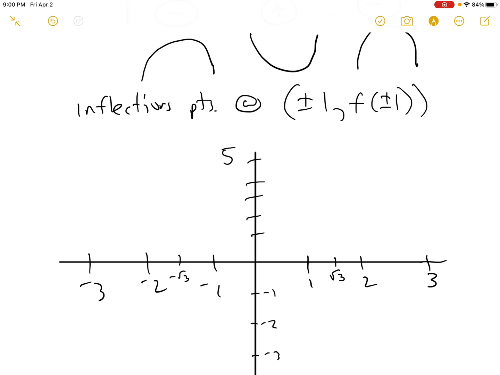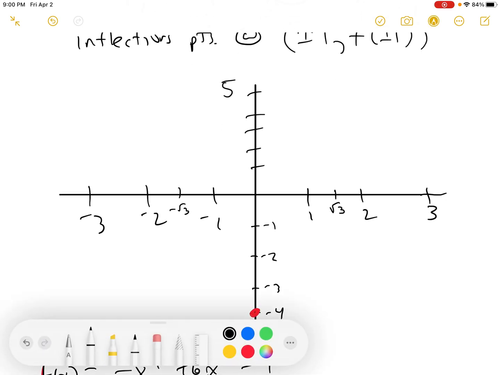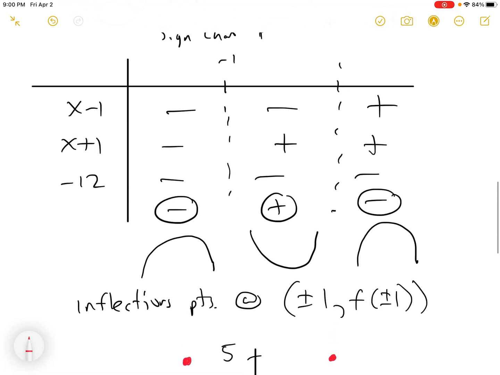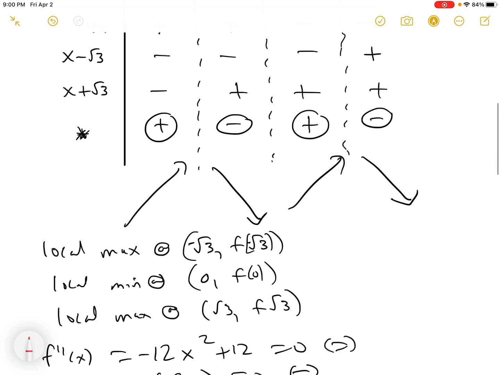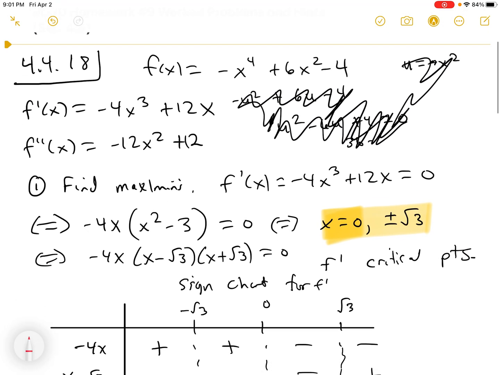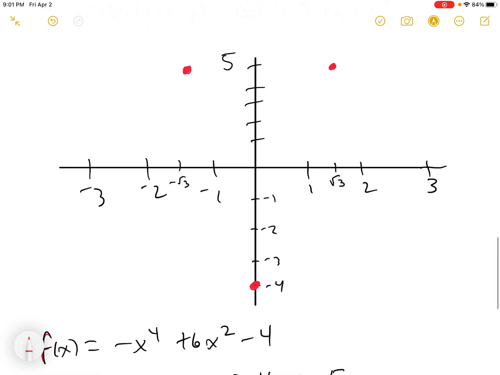So we have, all right, so this is fun. This is a puzzle, remember that. So root 3, 5 is a max, and minus root 3, 5 is another max. Okay. And I think we had a min somewhere. Where's the min? The min was at 0. And what's f of 0? Oh, it's minus 4, so that's there. Cool.